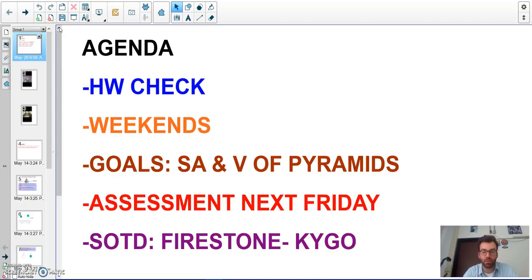Yesterday we talked about surface area and volume of cylinders. Did some practice with some prisms. Prisms and pyramids are very similar shapes.